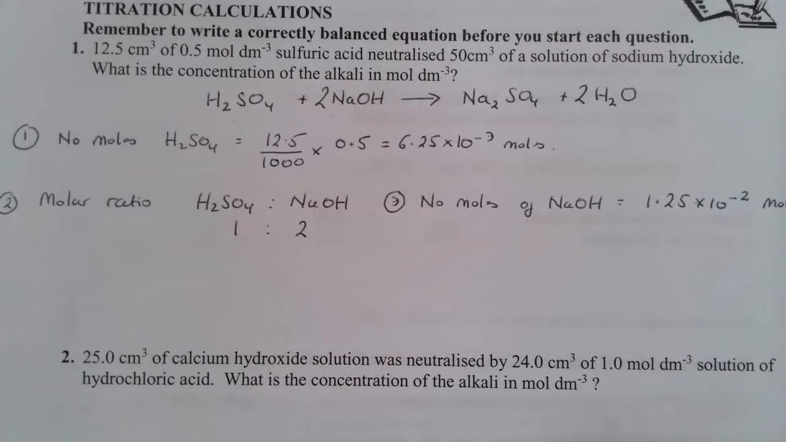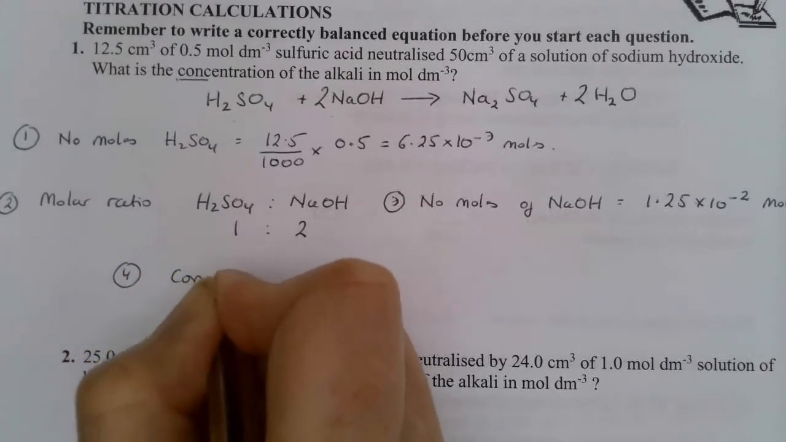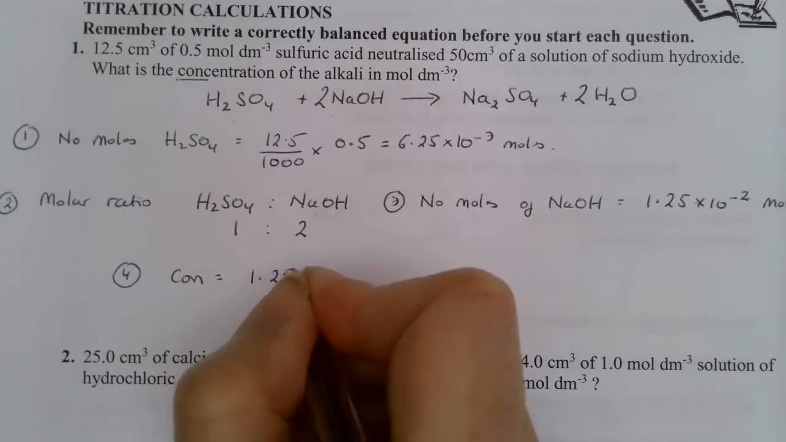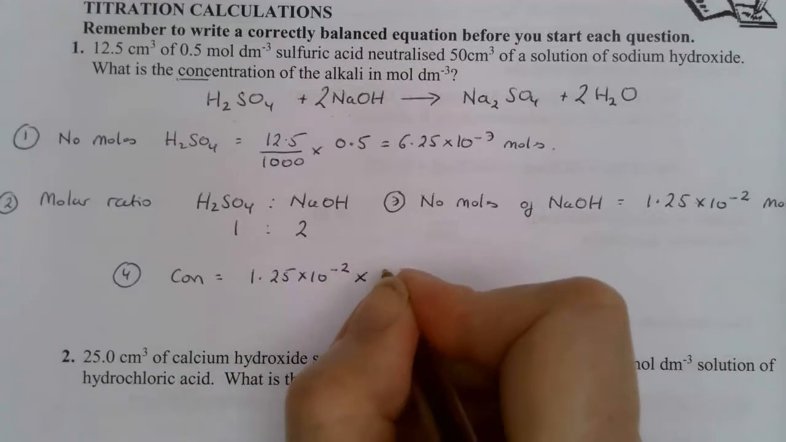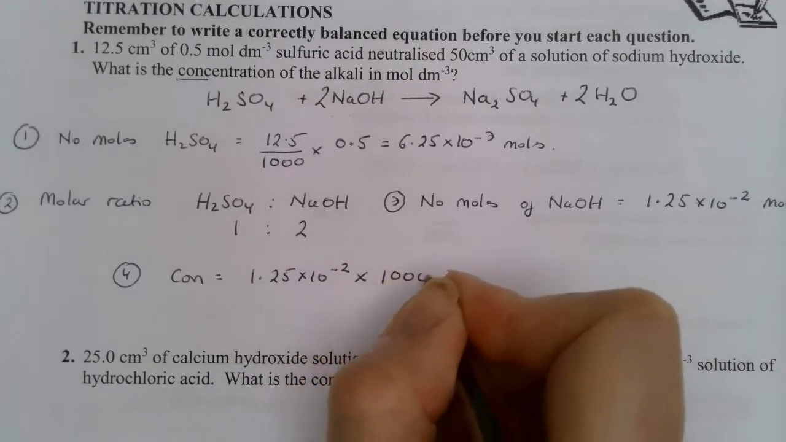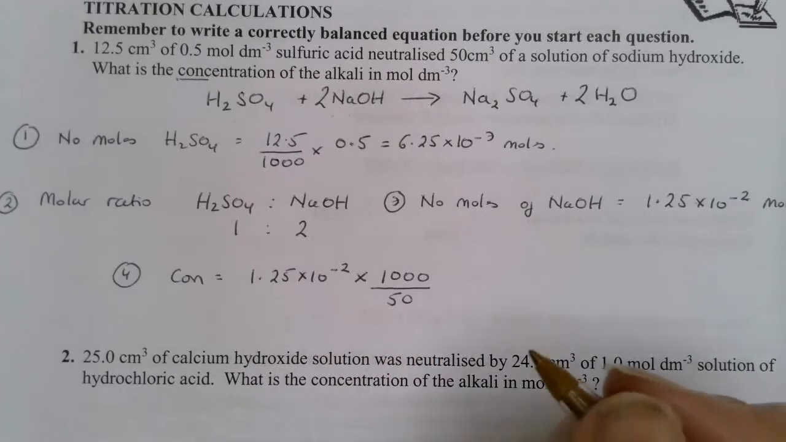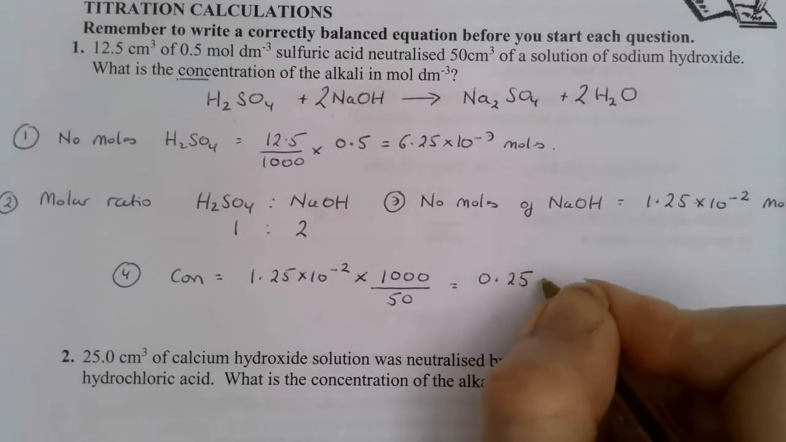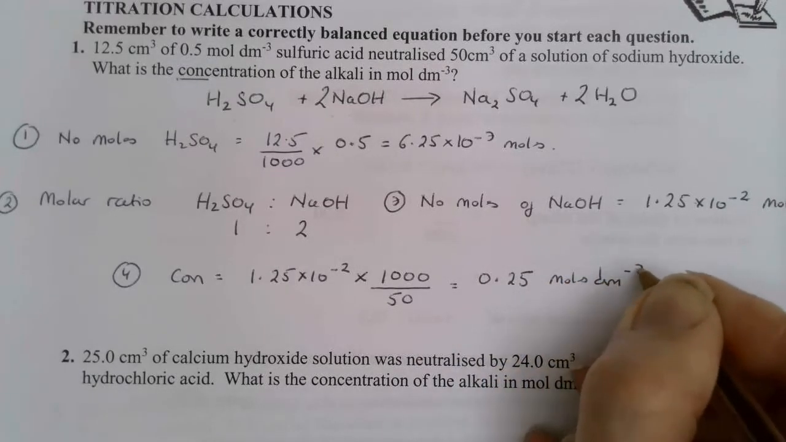Now I need to work out the concentration, because that's what I've been asked to work out. So that's my last step. So concentration is my number of moles, 1.25 times 10 to the minus 2 times by 1,000 divided by the volume, which is 50 in this case, and I get a concentration of 0.25 moles per dm cubed.